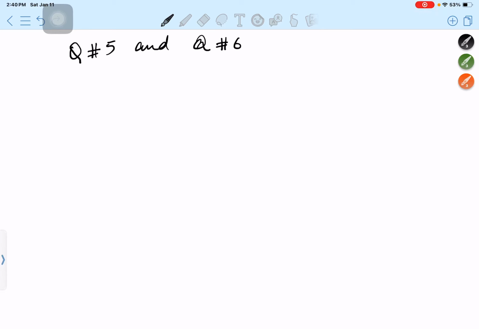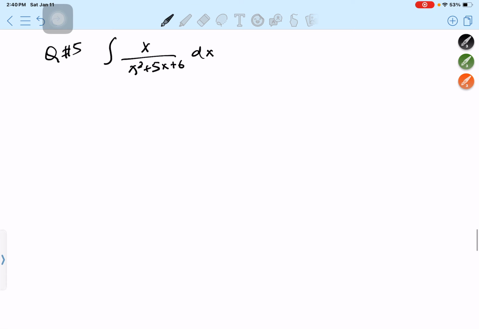Okay, this will be the BC Calculus sample questions 5 and 6. And question number 5, it's basically just an integral, and they want you to integrate x over x squared plus 5x plus 6. So this is just going to be a good old partial fractions problem. So remember, we have to do our partial fraction decomposition on this rational function.